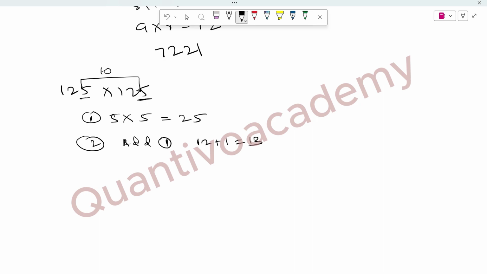Then we have to multiply this with the original digit. What is the original digit? The original digit is 12, and what we have to multiply with the original digit? That is 13. 13 12s are 156. Then the answer for this is 15625.